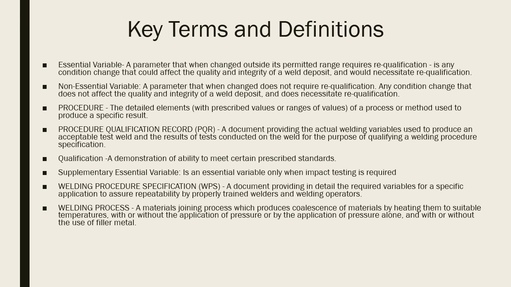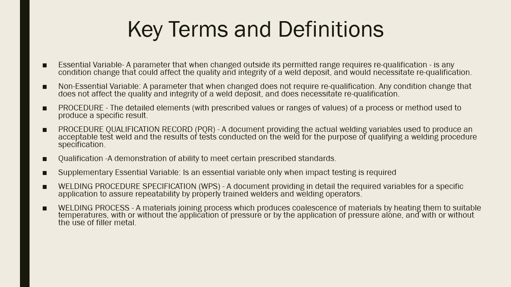Key terms and definitions. Essential variable. A parameter that when changed outside its permitted range requires requalification. Is any condition changed that could affect the quality and integrity of a weld deposit and would necessitate requalification? A non-essential variable is a parameter that when changed does not require requalification. Any condition changed that does not affect the quality and integrity of the weld deposit and does not necessitate requalification.